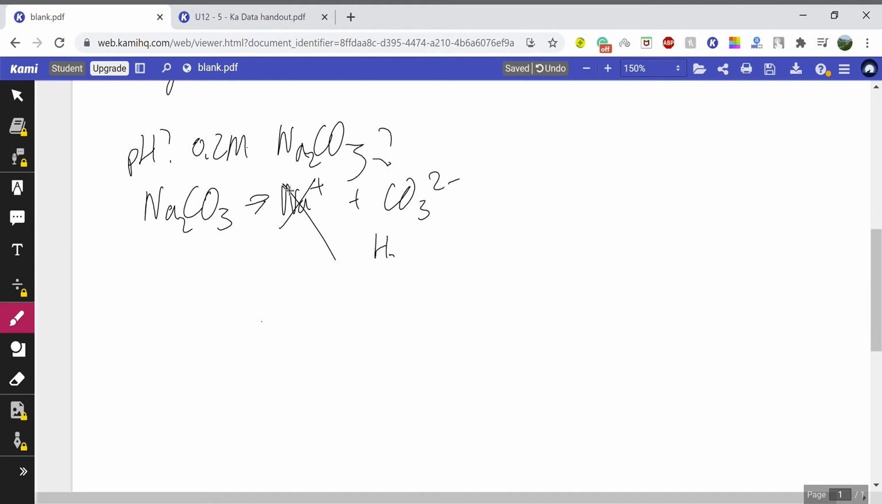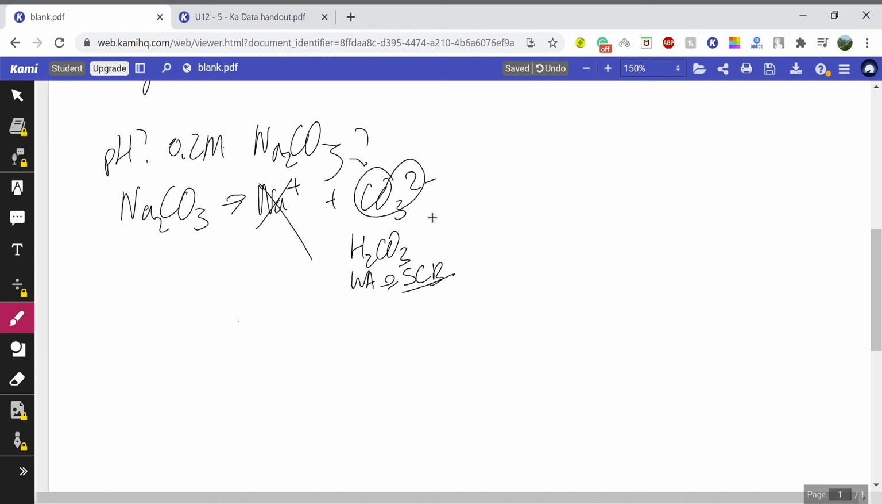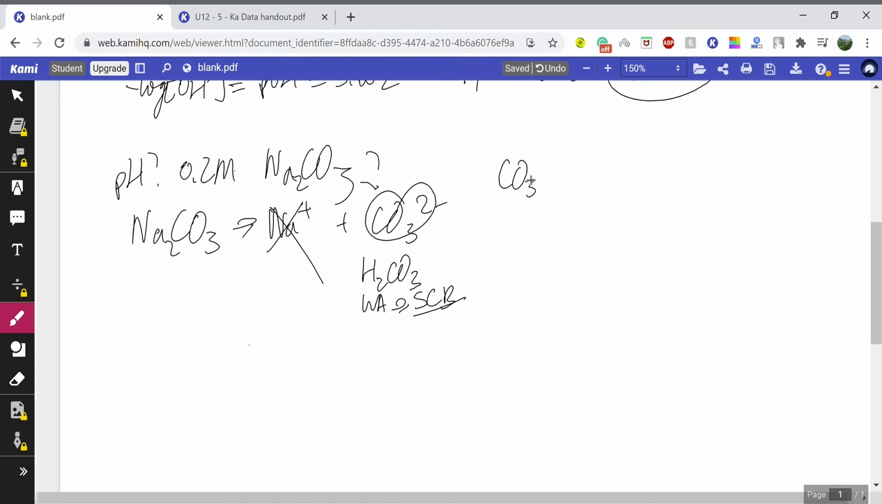CO3 2 minus, H2CO3 is not one of the strong acids, so this is a weak acid, which means this will be a strong conjugate base. We'll use this in our new equation, which will be CO3 2 minus plus H2O. Now don't forget to add your state of matter, which turns into HCO3 minus plus OH minus. Since we figured it's going to be basic, we know it's OH minus.